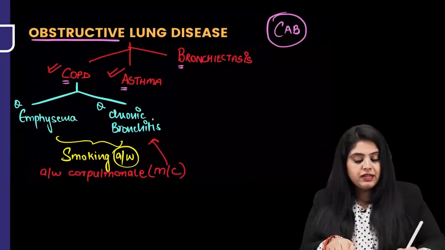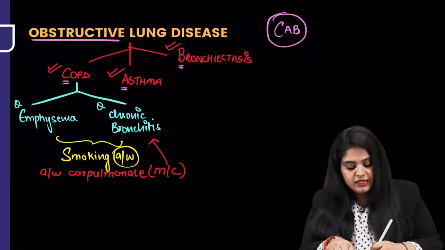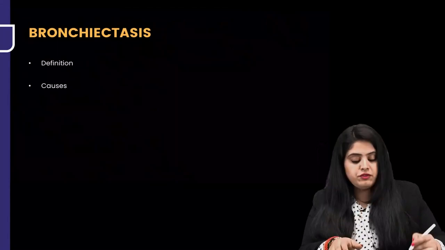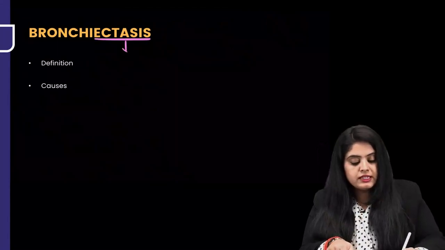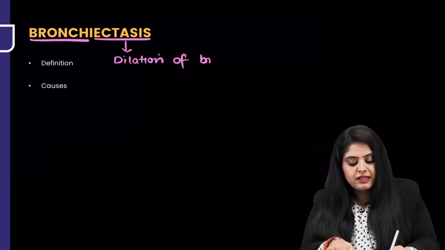So COPD is done, asthma is done. Now we move on to the third one, and that is bronchiectasis. It's so simple. The definition is in front of you. As soon as I use the word ectasia, ectasia means dilation, right? And dilation of what? Of the bronchi. So simply I'll say dilation of the bronchi and the bronchioles.